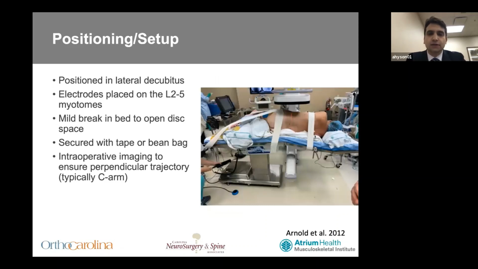The patient is positioned in the lateral decubitus position. Electrodes are placed in the L2 through 5 myotomes. A mild break in the bed is used to open the disc space. We try to avoid overdoing this procedure or this technique of breaking the bed.